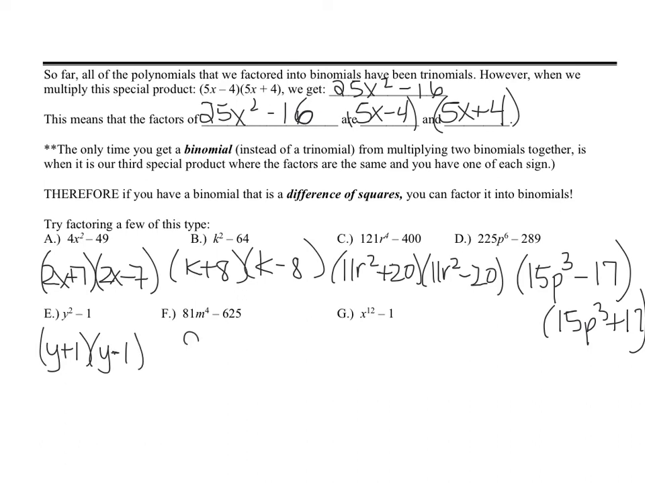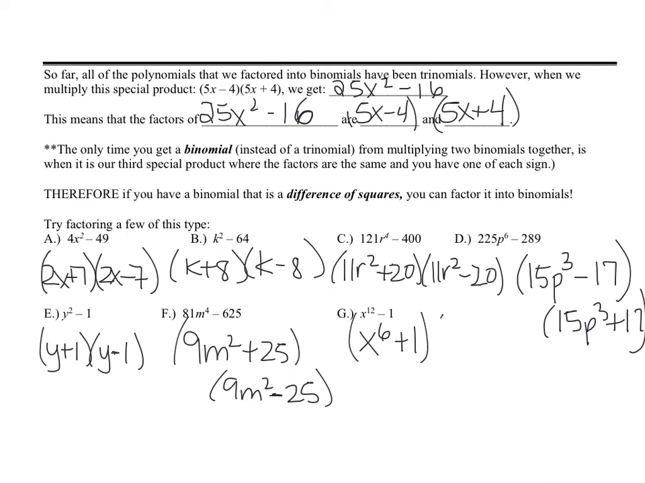The next one, 9m to the 2nd plus 25 times another 9m to the 2nd minus 25. The next one, x to the 6th plus 1 times x to the 6th minus 1. And if you don't believe me, go ahead and do FOIL on all of them and you should see that it works.